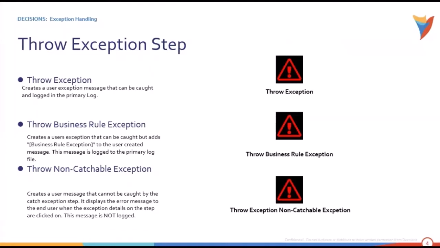Under throw non-catchable exception, this creates a user message that cannot be caught by the catch exception step. It displays the error message to the end user when the exception details on the step are clicked on. This message is not caught because it is a non-catchable exception, and it is not logged. With the other two steps, throw exception as well as throw business rule exception, we are able to log our exceptions in the primary log.